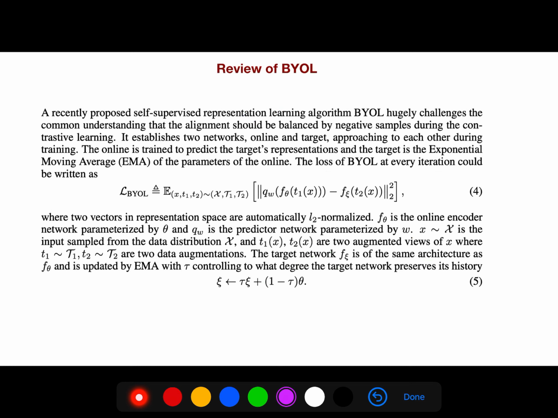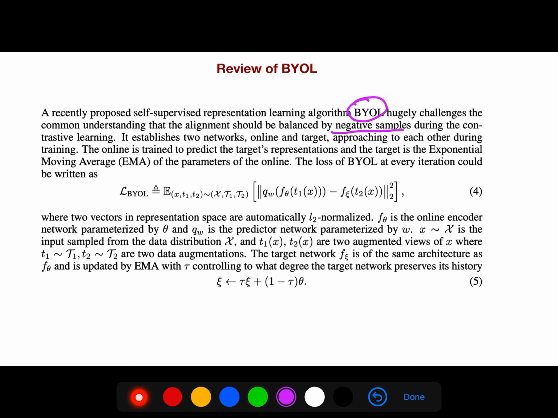A recently proposed self-supervised representation algorithm, BYOL, hugely challenges the common understanding that the alignment should be balanced by negative samples during contrastive learning, because it doesn't use negative samples. It establishes two networks, online and target, approaching each other during training. The online network is trained to predict the target representation, and the target is the exponential moving average of the parameters of the online network.